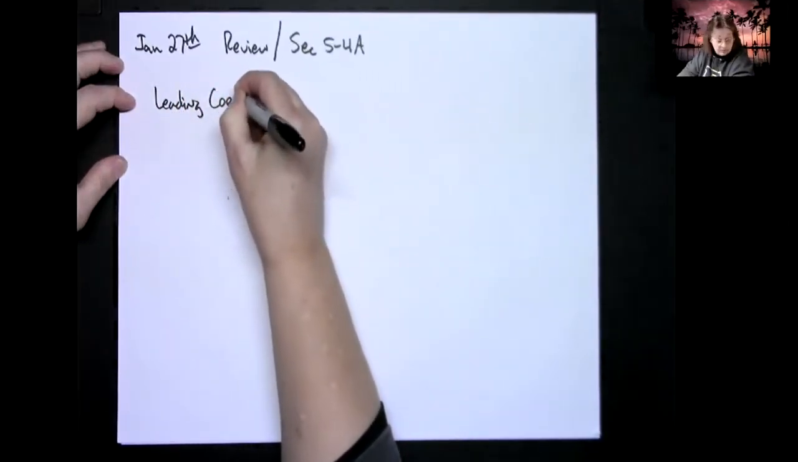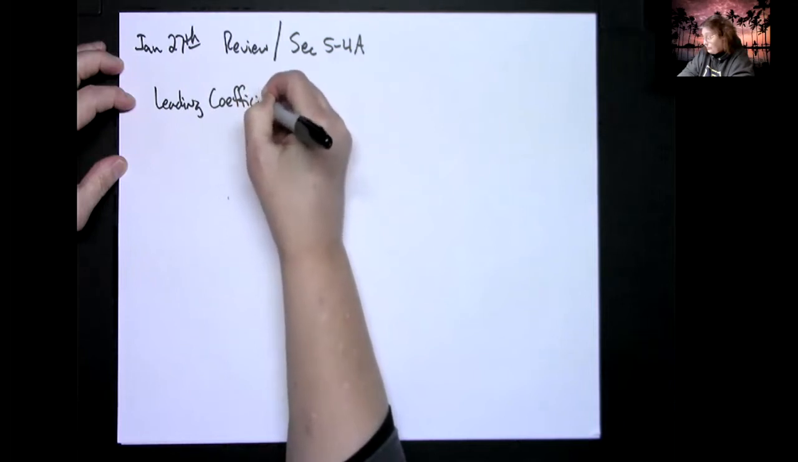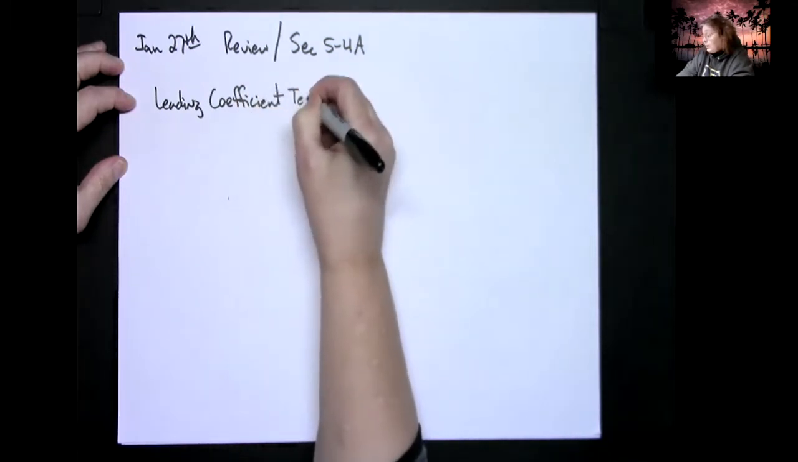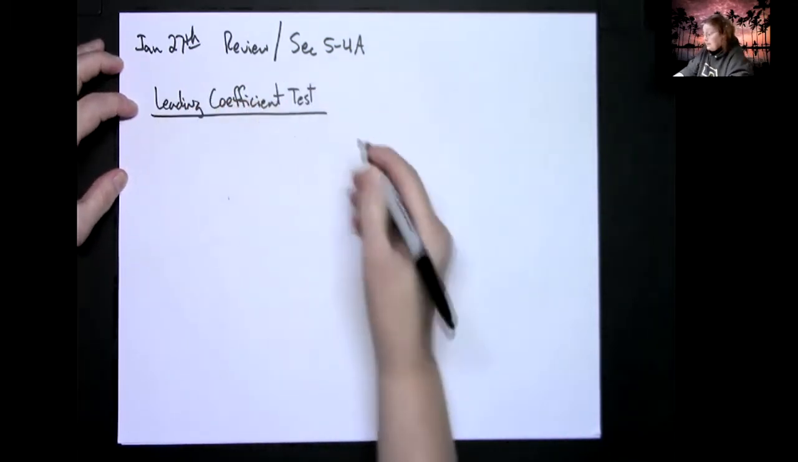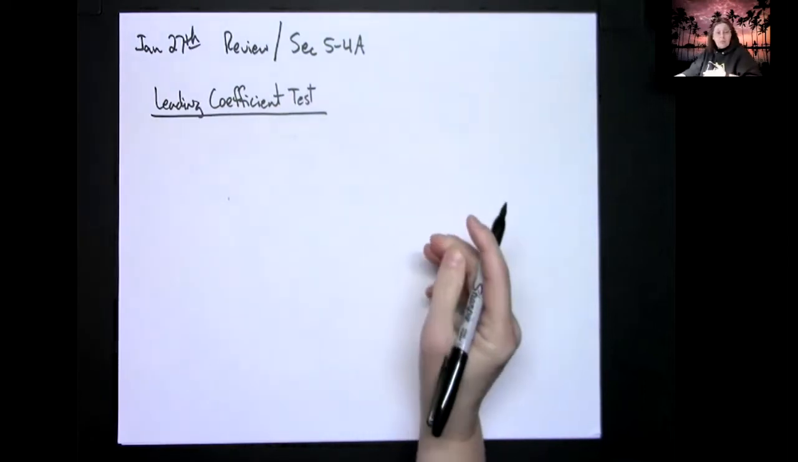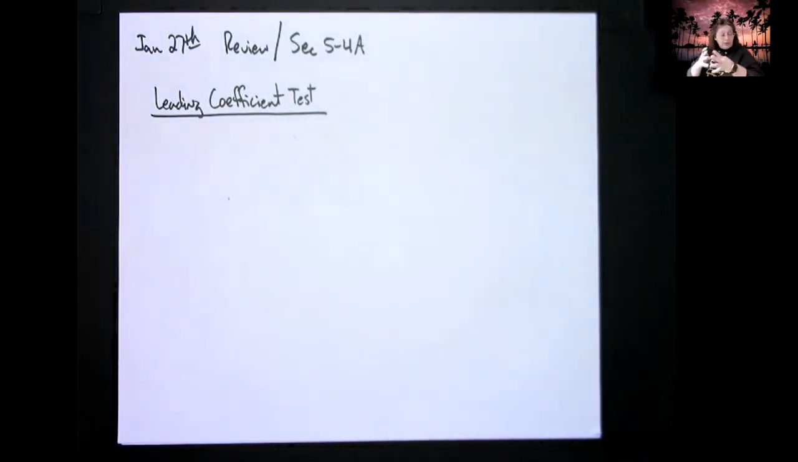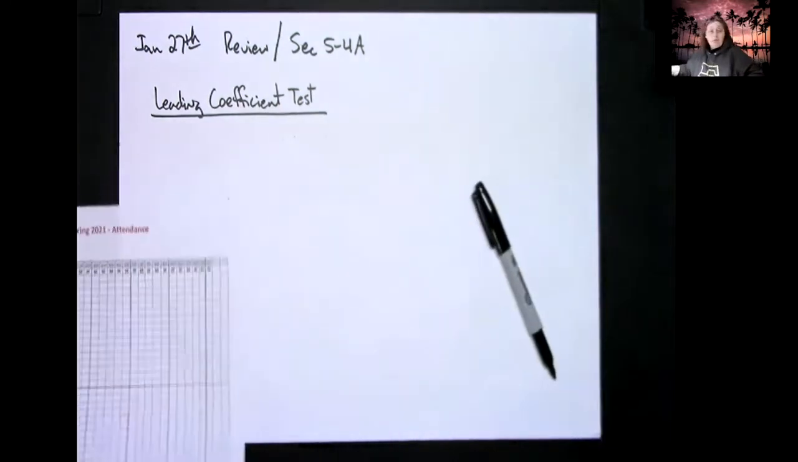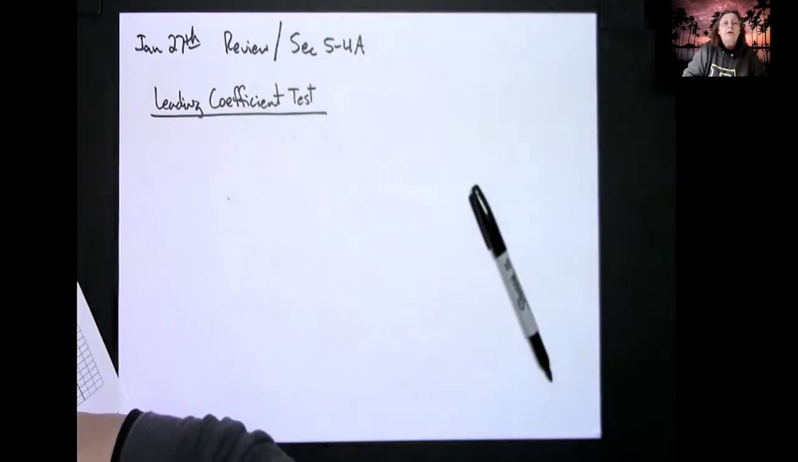Coefficient test? All right, and I'm not going to write it out word for word, but basically you take a look at the leading coefficient and what the leading term is, and combine that with the degree of a polynomial, and you can do a pretty good rough sketch of this.